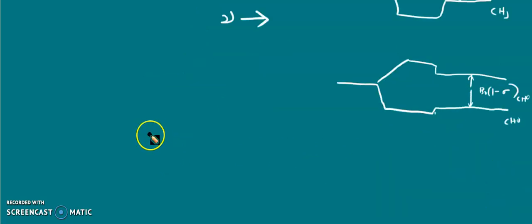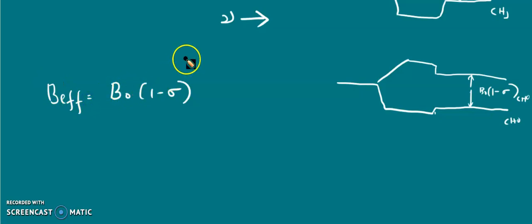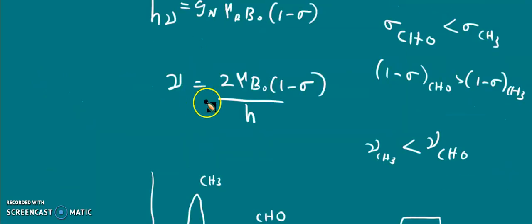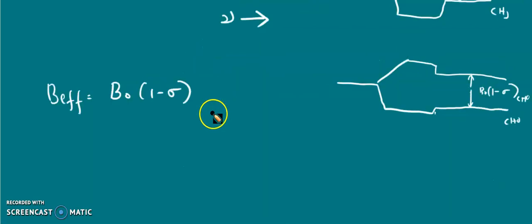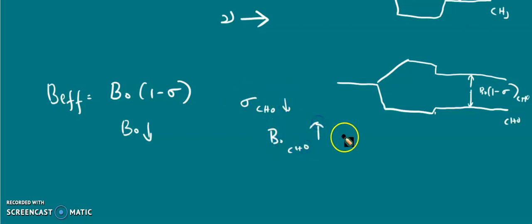But when we change the magnetic field, B0 into (1 minus sigma) is the effective magnetic field. So B effective should satisfy the condition h nu is equal to 2 mu B effective, and when sigma is higher, for example for the CH3 group, B0 will be smaller and vice versa. When sigma is smaller, for example for the CHO group, then B0 corresponding to the CHO group will be higher.